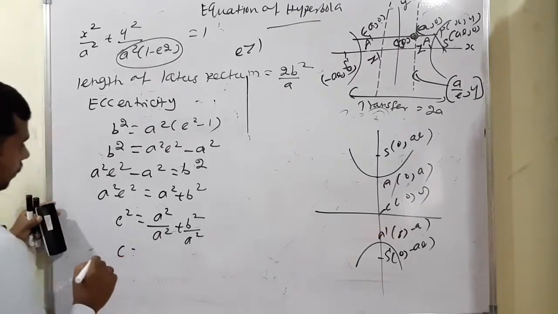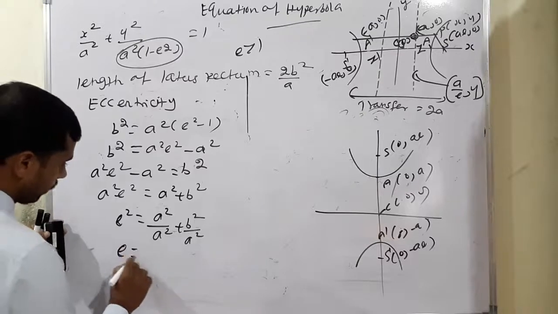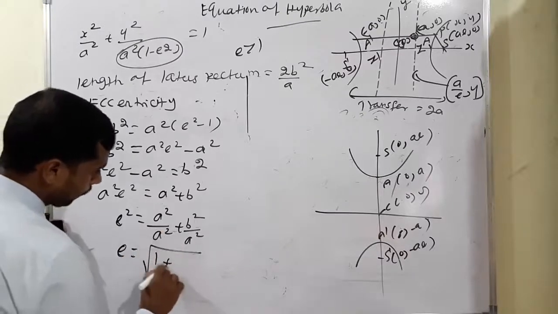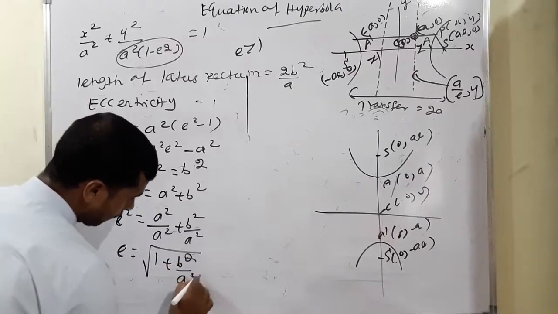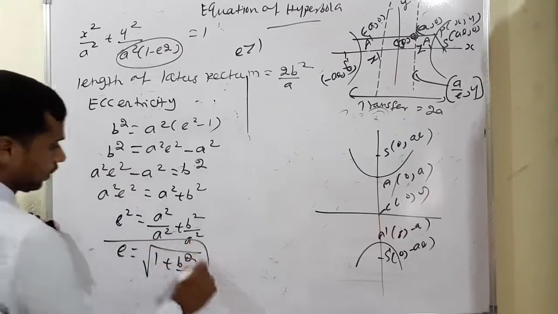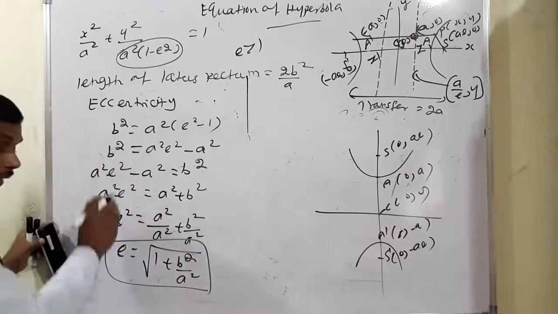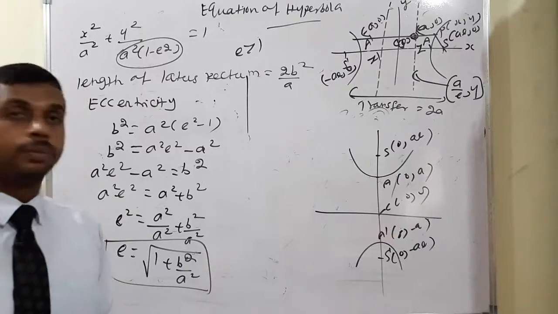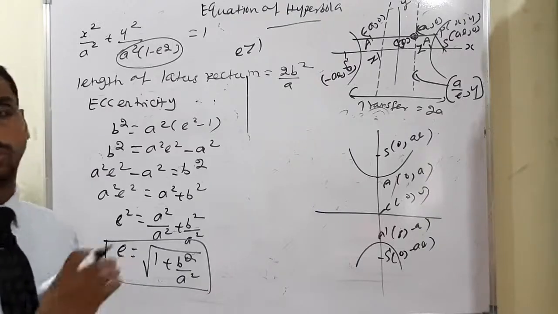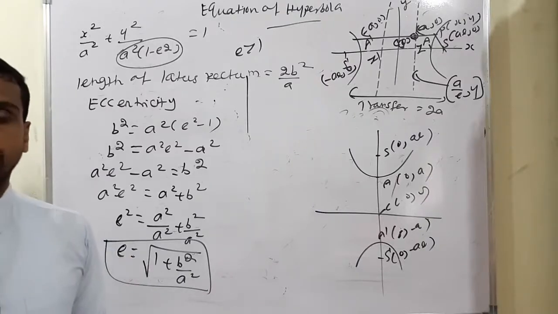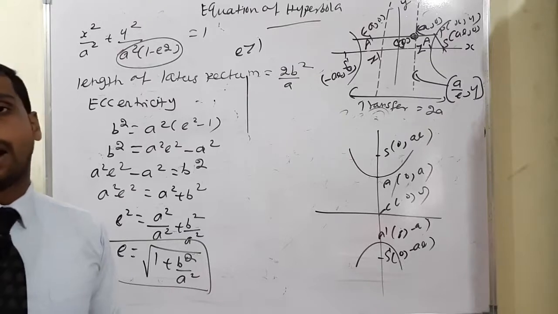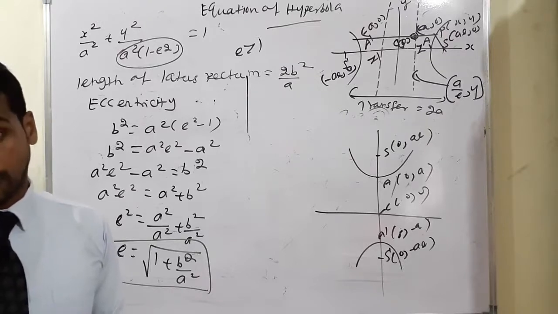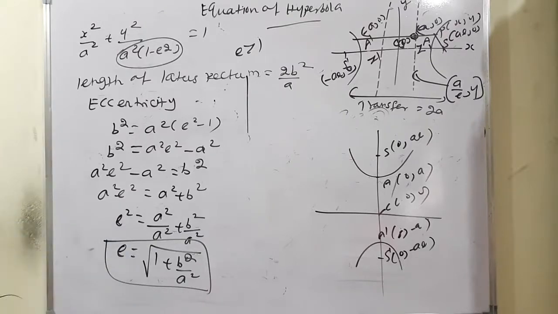Therefore e is equal to square root of 1 plus b square by a square, isn't it? In ellipse there is minus, but in hyperbola there is plus, that is the difference, okay. So please listen, my dear students, I hope you have understood these two important concepts. First one ellipse, second one hyperbola, okay. I will continue the concept, okay.